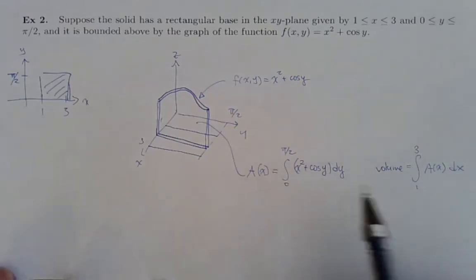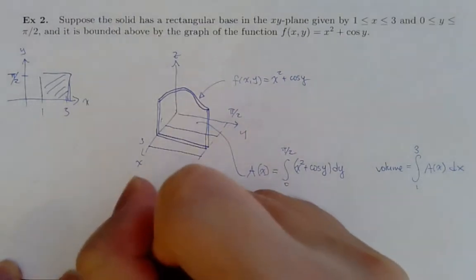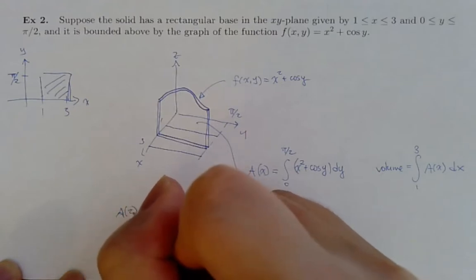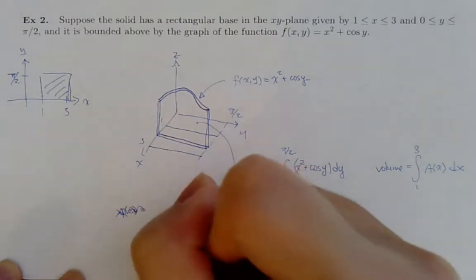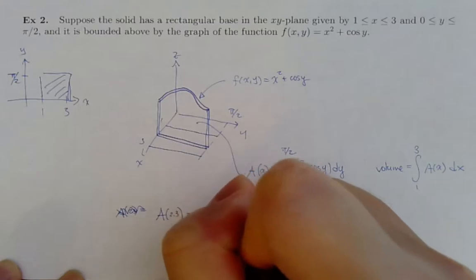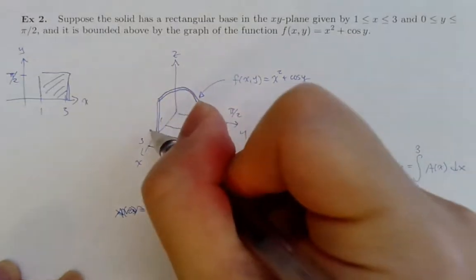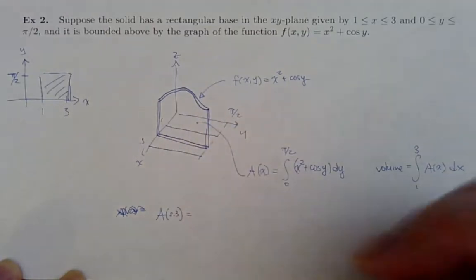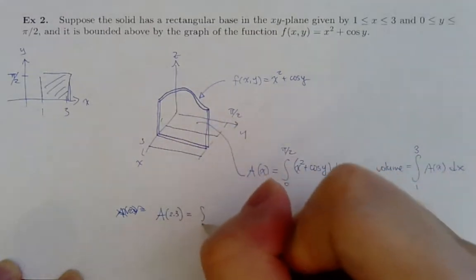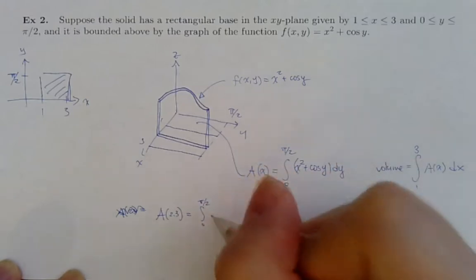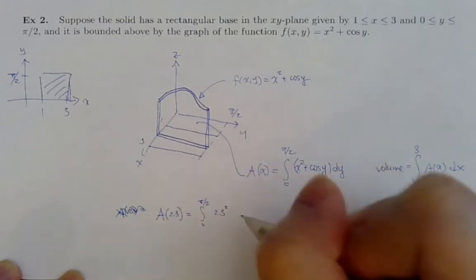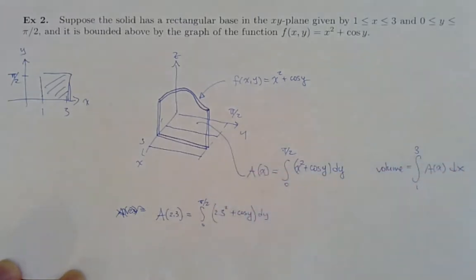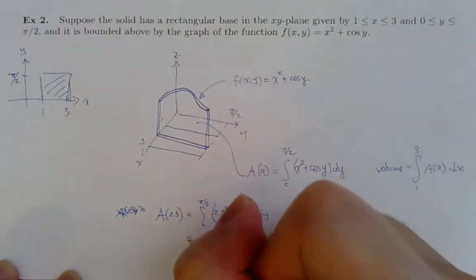But first, let me pretend I'm trying to calculate A of 2. Maybe I'll calculate A of 2.3. So I'm interested in knowing, maybe this is 2.3 right there. I'm interested in the cross-section area when x is 2.3. What is that? According to this formula, it's the integral from 0 to pi over 2 of 2.3 squared plus cosine y dy.